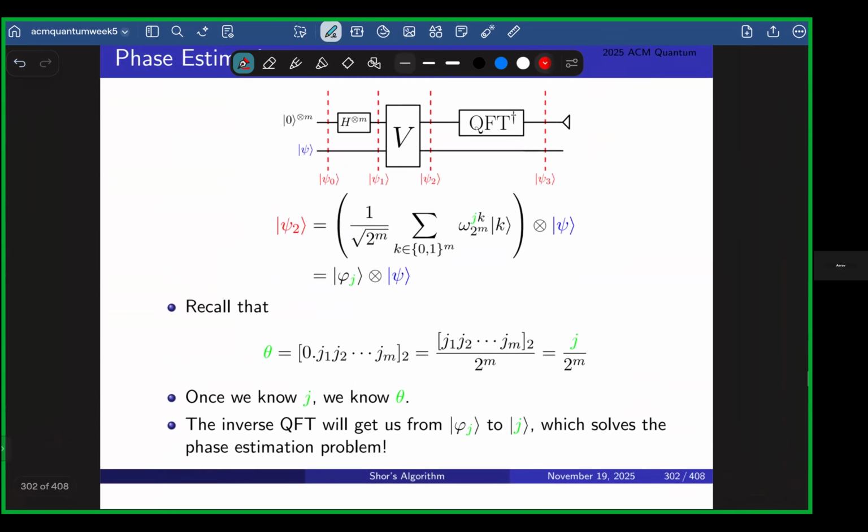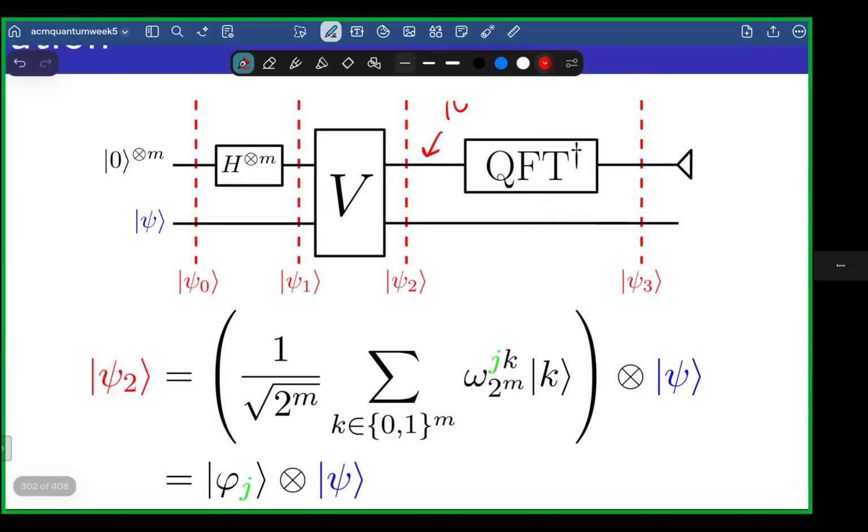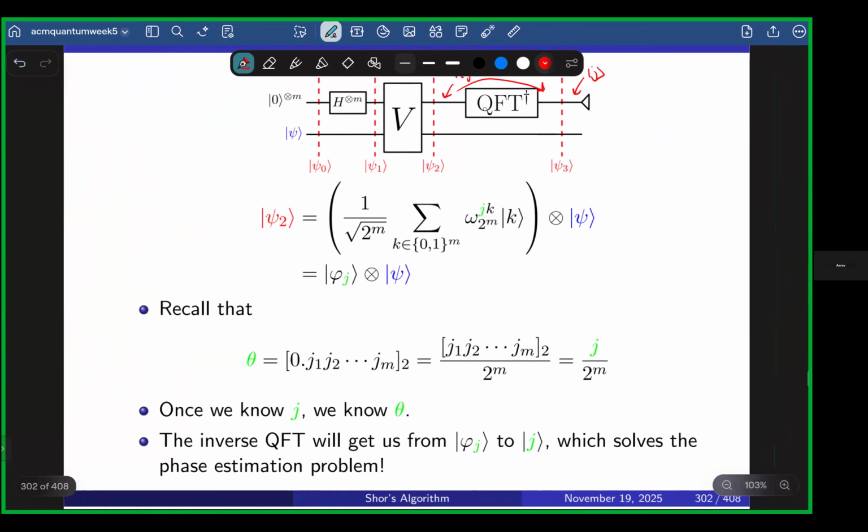Okay. So if our state right here, this register, is phi of j, and we want to read j at the end, this QFT somehow needs to get you j. So QFT will map from phi j to j, and then we'll measure, we get j. So that's the objective of QFT. Make sense?